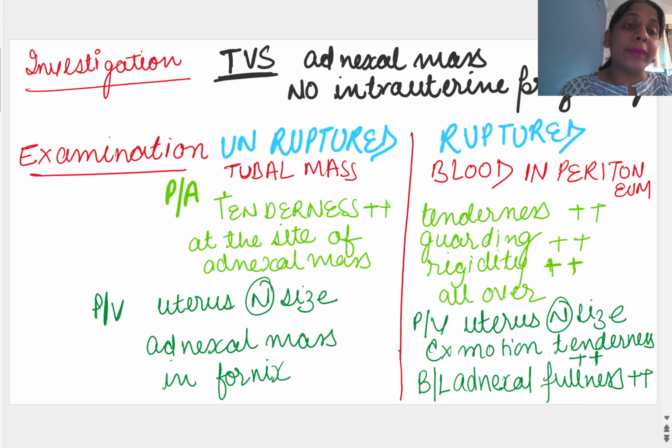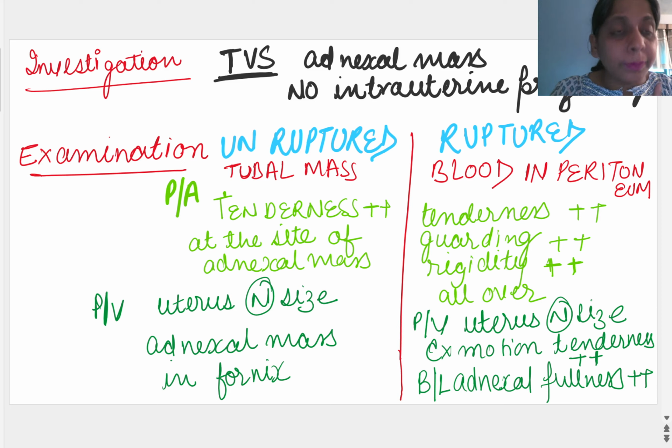Okay. Examination. What will we get on examination if it is an unruptured case? On PA, if we touch the adnexa or the inguinal regions, we will feel light tenderness if it is unruptured. In the area where there is an adnexal mass, right or left, if we touch there, we will get slight tenderness. PA will be soft because it is unruptured, but only tenderness in that particular adnexal region.